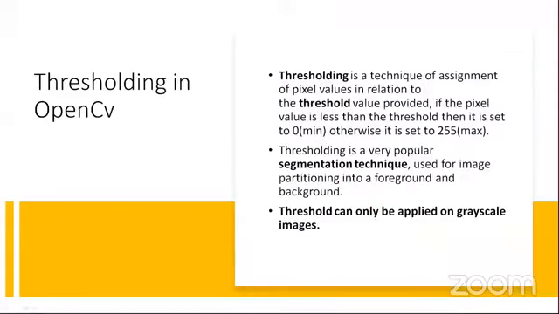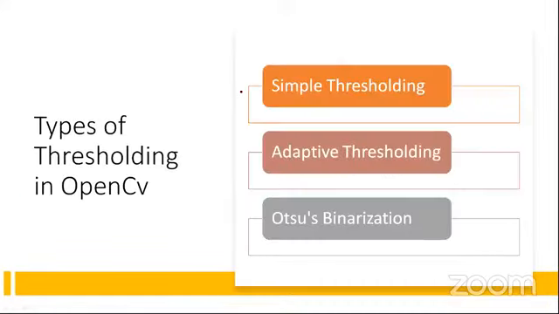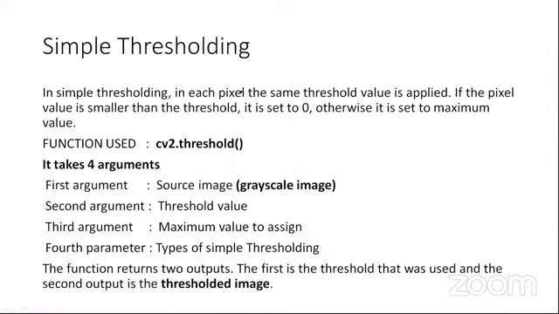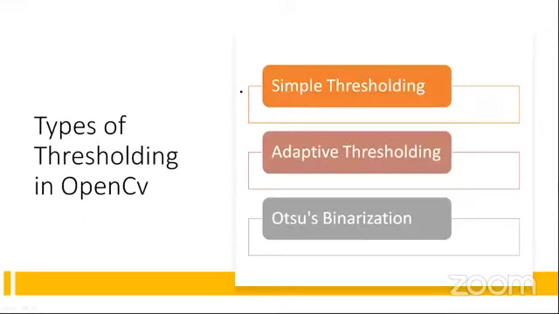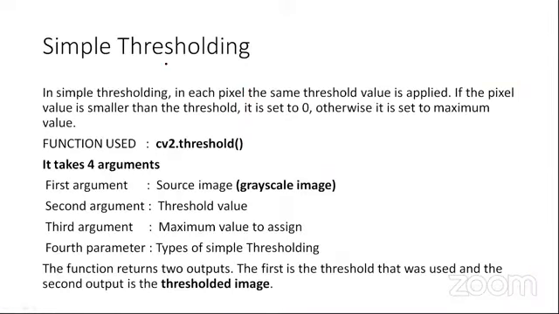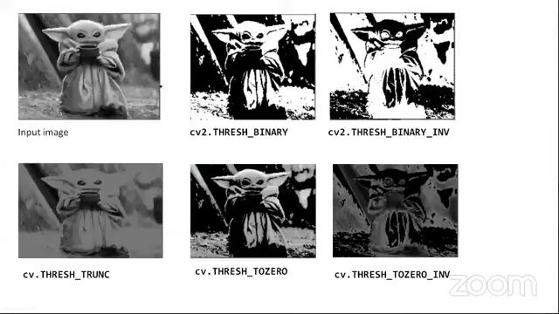The important thing is that thresholding can only be applied on grayscale images. That's the point to remember, guys. Types of thresholding: we have simple thresholding, adaptive thresholding, and Otsu's binarization. We will cover every thresholding. So what is simple thresholding? We will see using an example.